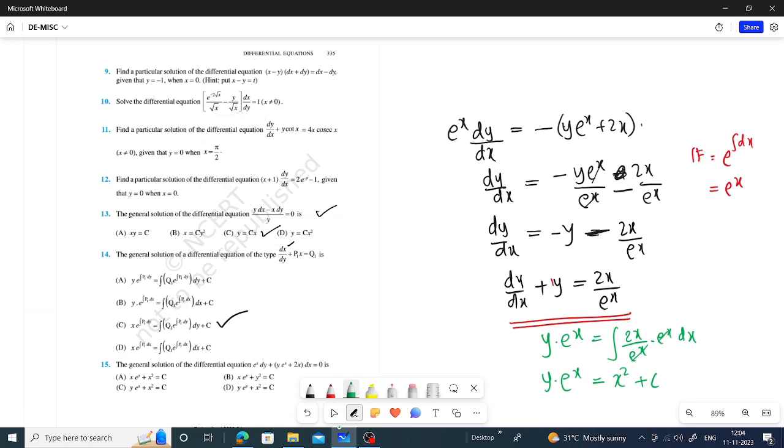So we'll check whether this term is somewhere here. y e raised to x is there. So option C is correct. Here minus is there, that is it. So y e raised to x plus x square equal to c. Option C is correct. Okay, thank you.